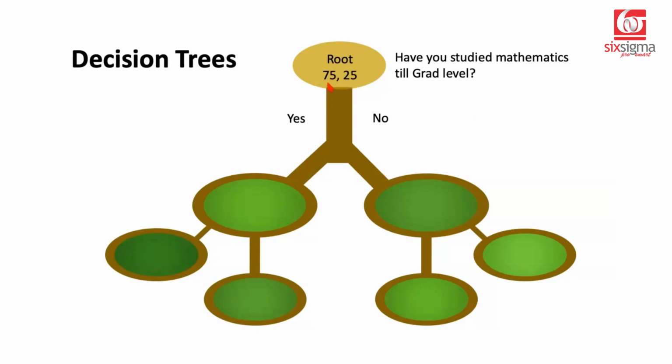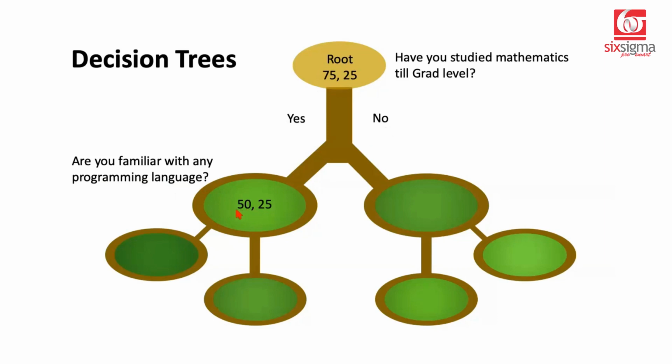Now we have to further make our decision, and let's follow this path. For these people who have studied maths till grad level, we'll ask another question. Are you familiar with any programming language? This question is being asked to these 75 people only, right? Once again, we'll get a response. Let's say out of 75, 50 of them said yes, because left is yes and right is no. That's the convention we are following.